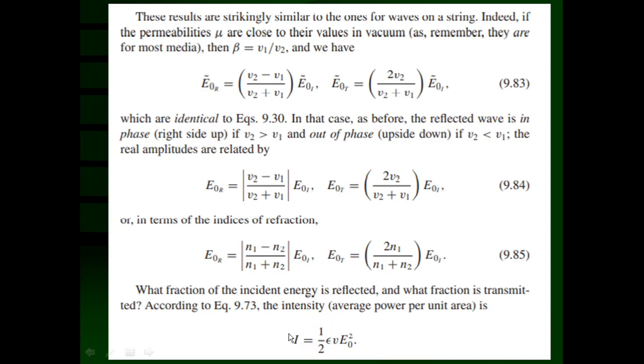The real equation is given as I is equal to 1 half epsilon V E0 square, where E0 is the electric field amplitude. V is the phase velocity in a given medium. If it is medium 1, it is V1, and the value of epsilon is going to be epsilon 1.